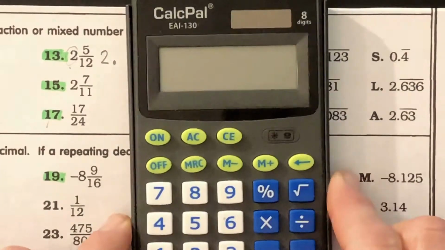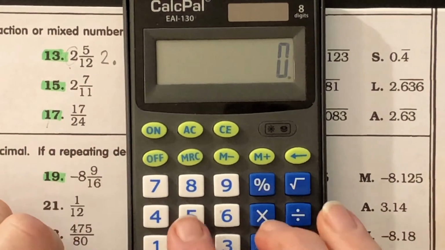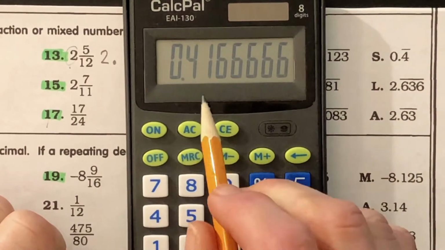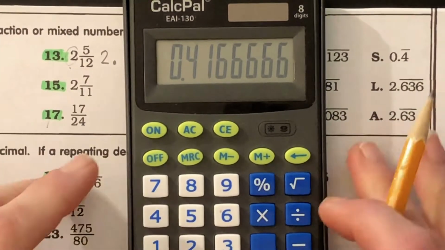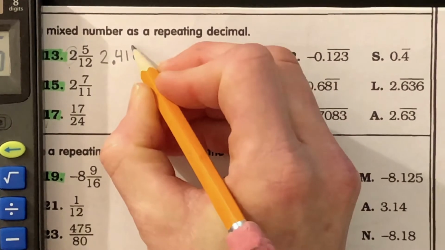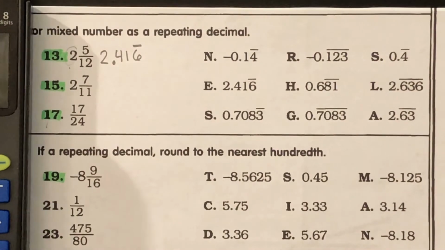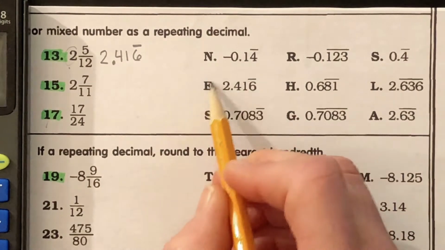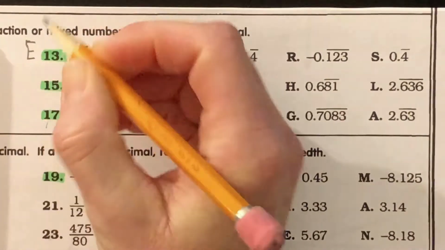Now, with my calculator, I'll do 5 divided by 12, and you are welcome to use a calculator as well. 5 divided by 12 is 0.416666666. So it's evident that the 6 is our repeating digit. 2, 4, 1, 6. The line goes over just the 6. And there it is, E. You probably all found it before I did, and were waiting for me to find it.